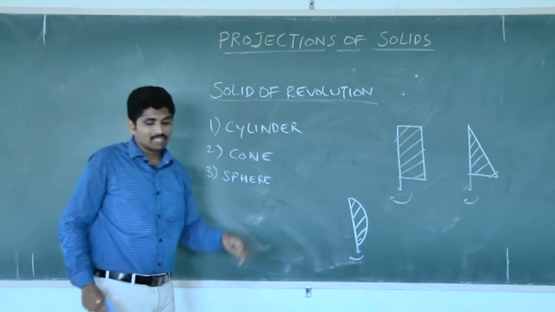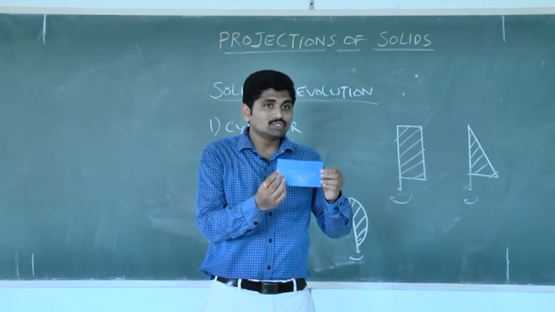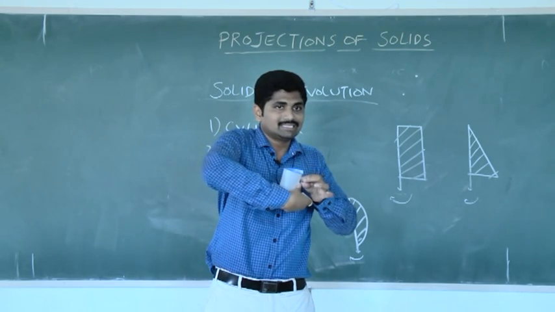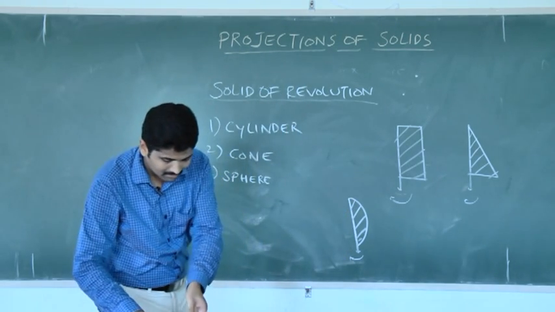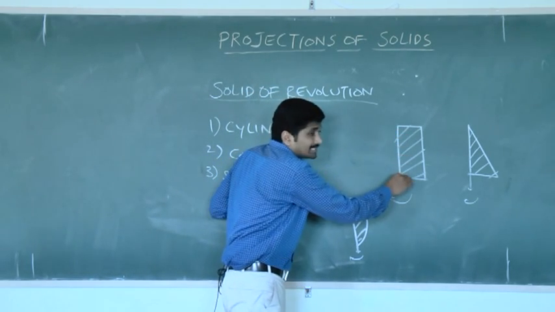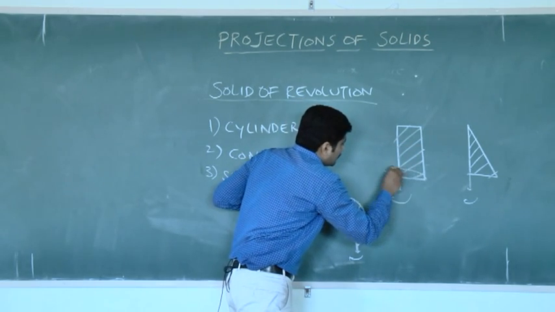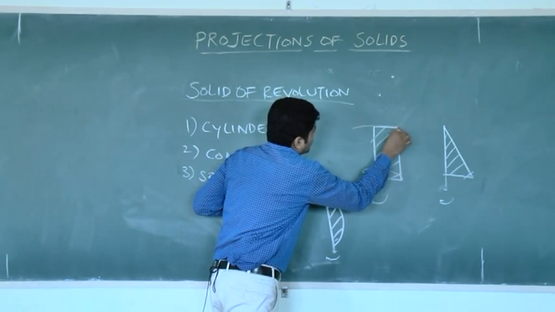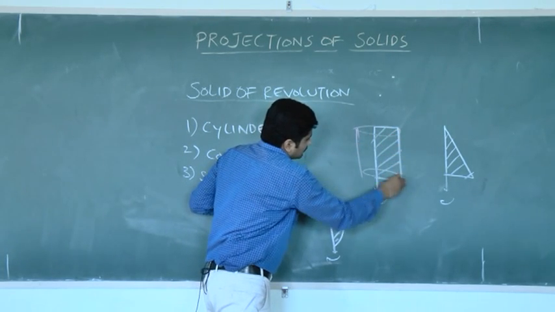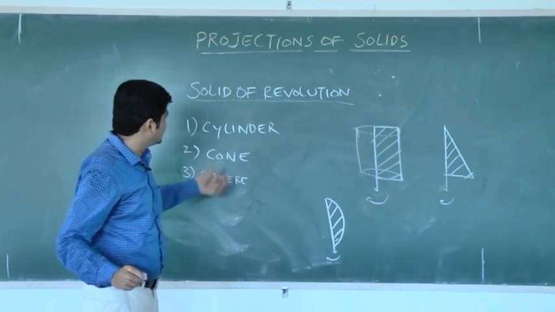What is a cylinder? If a rectangular plane has one of its edges fixed and the other edge revolves, you get the cylindrical shape, right? You observe here, this is a rectangle. One of its edges is fixed and the other revolves, and you get the cylindrical shape. This is the cylindrical shape.